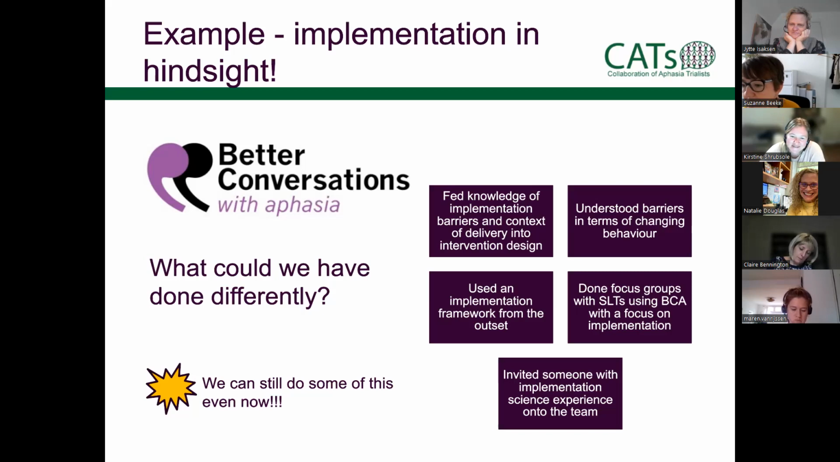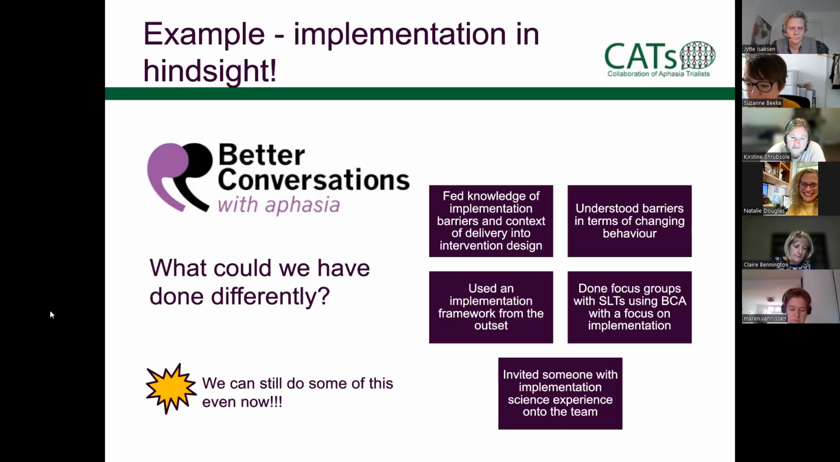We could have understood the barriers more in terms of changing the SLT's behaviour. We did a lot of focus on behaviour change in terms of the intervention itself, changing the behaviour of people with aphasia and their communication partners. But never have we really used that same framework to understand the barriers to implementation for speech and language therapists. So I think that's definitely something we could have done differently, or we could still, in fact, do. Also, we could have done focus groups with speech and language therapists who were using BCA with a focus on asking them questions around implementation. And that's something that we haven't ever done.